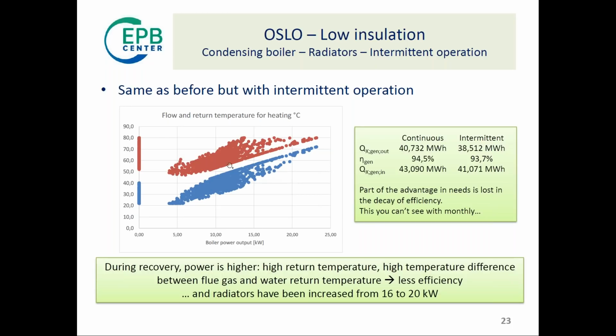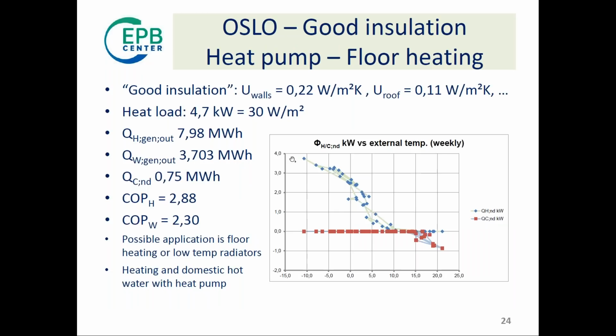intermittency. And you can see clearly that here we are definitely 10 degrees higher in return temperature. So that means something for your condensing boiler, apart from being oversized and apart from having a discomfort. And you see, as a final result, the difference between continuous and intermittent is even less than for the needs. And now let's shift to a heat pump.